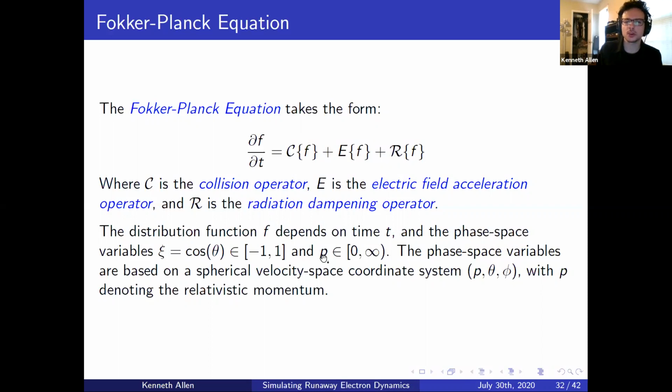We use a particular coordinate system based on spherical coordinates, but instead we use this variable xi, where we set xi equal to cosine theta. So we use our radial coordinate, our pitch angle coordinate, and then our xi, which is the cosine of our azimuthal angle.